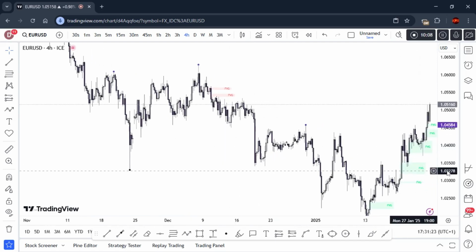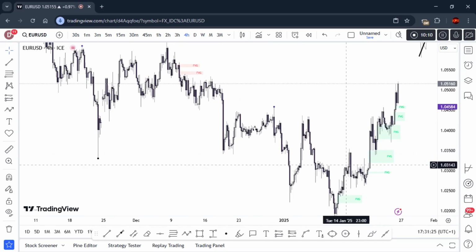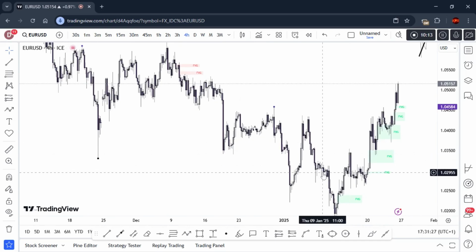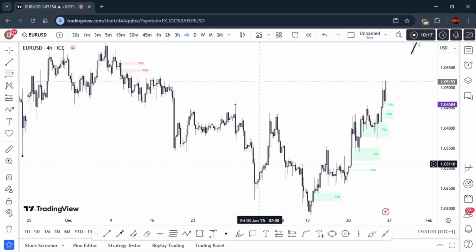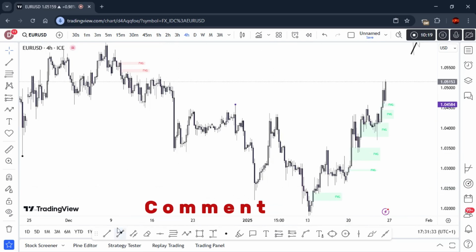You should know what swing structures are, right? If you do not know what swing structures are, please comment that below in the comment section. Then I'll emphasize that in the next video.